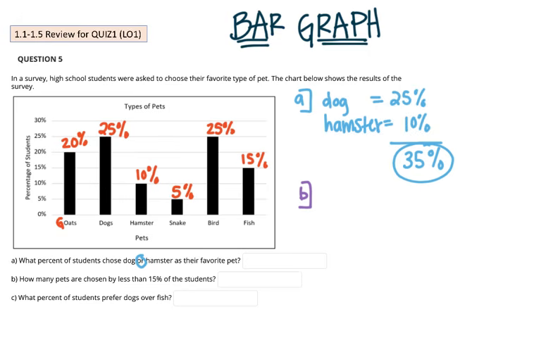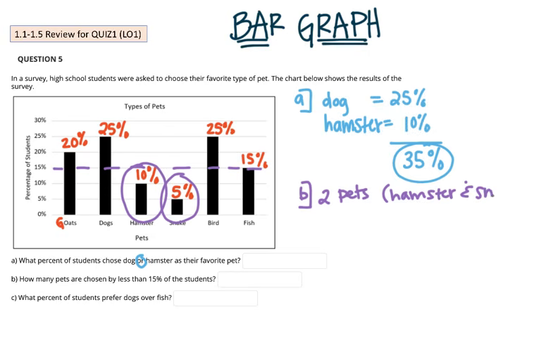How many pets are chosen by less than 15%? So here's the 15% mark. Now, it didn't say less than or equal, just less. So in this case, it's just the hamster and the snake. So that's 2 pets, hamster and snake. Both of those had fewer than 15% of the population.